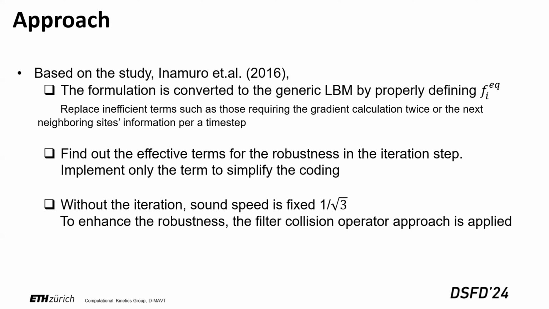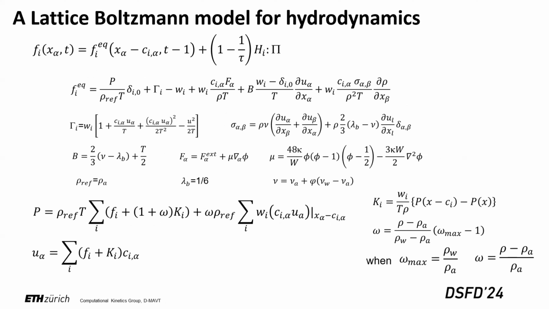By the way, this stability happens when we keep the sound speed at 1 over root 3. If we reduce the sound speed, yes, we can maintain the stability, but that causes other issues. So we would like to keep the sound speed at 1 over root 3. So this is our model. I think this P formulation comes from the previous study's scheme, and especially this KI formulation comes from their scheme.